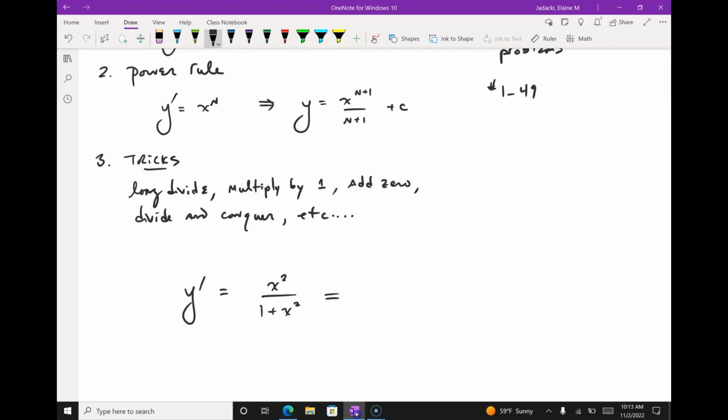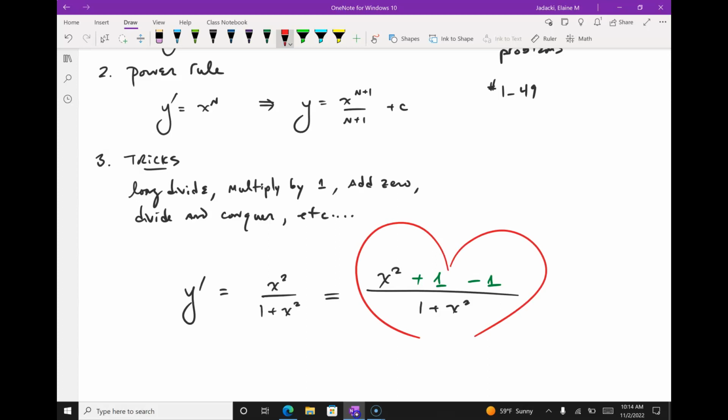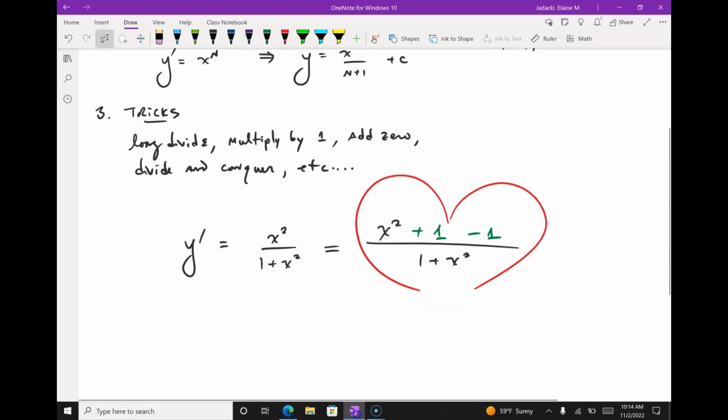So I've got x squared over 1 plus x squared. And I'm going to add 1 and subtract 1. So still equal, yes? You agree? Still equal? Yeah? Yep. Divide and conquer. Anytime I have a multi-term numerator, I can split it. So I've got y prime as x squared plus 1 over 1 plus x squared, and then minus 1 over 1 plus x squared.